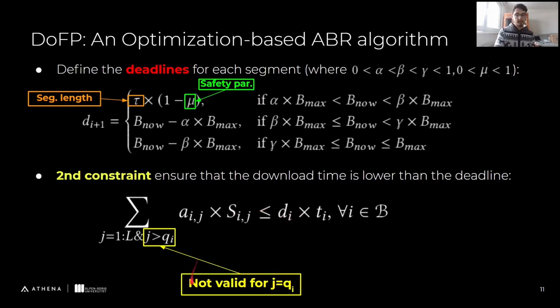And this condition needs to hold not for all the J, not for all the representations, but only if the quality selected by the model is greater than the previous one. So if the quality selected by the model is equal to the buffered quality, we don't need to redownload anything. So this condition mustn't hold.